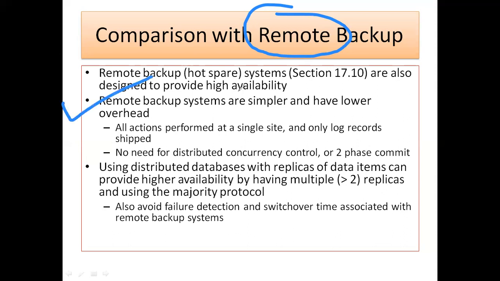So remote backup systems are simpler and have lower overhead. All actions performed at single site and only log records in receipt. No need for distributed concurrency control or two-phase commit. क्योंकि हम जब बैकअप रखे हैं तो उस बैकअप कोई एक पार्टिकुलर साइट में रखा है, ठीक है. अब that is backup, that is not frequently accessed by some other systems. So we don't need to go for some concurrency protocol like two-phase commit protocol in the case of remote, if remote backup systems are available.